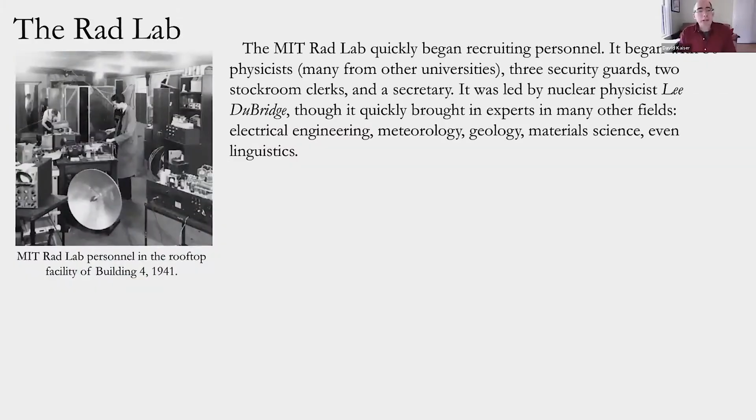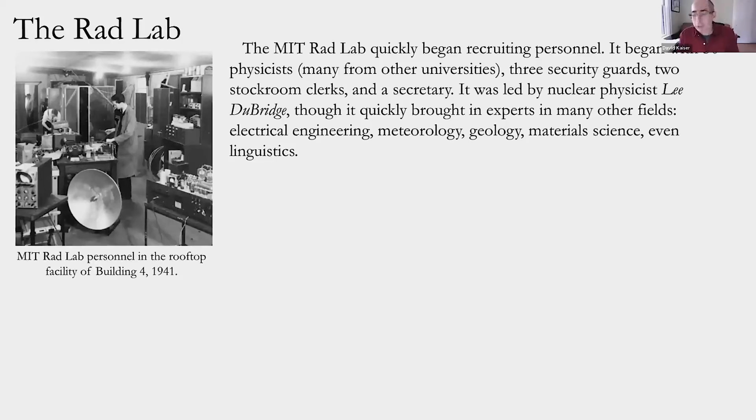Okay, so what's going on then at MIT? Here's a photograph from the top. There was a rooftop facility temporarily built, not just in Building 20, but even in part of the Infinite Corridor. This was now on the roof of Building 4, part of the Infinite Corridor there. So they had many sites on campus. So the Rad Lab grew very, very quickly.